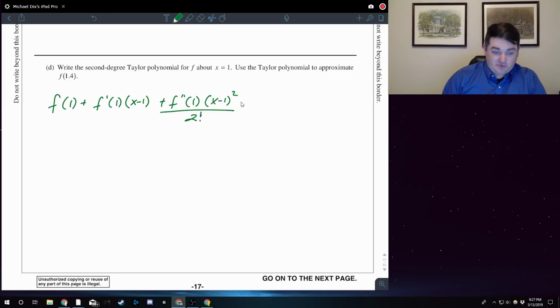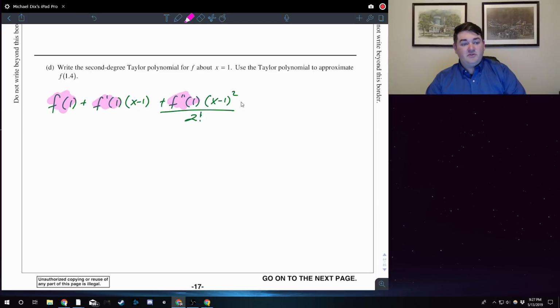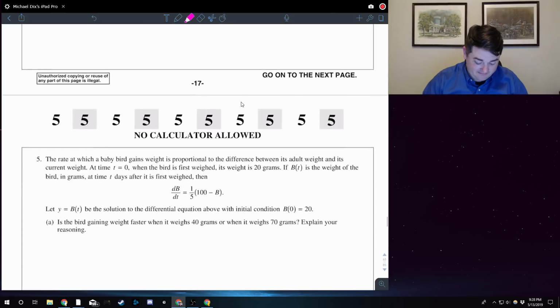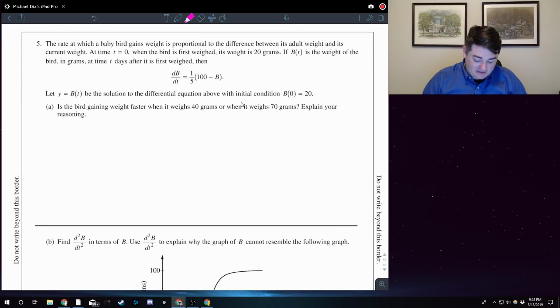So take those 3 values that you know from up above, plug it in, plug it in, plug it in. Then, when you've done all that, approximate f of 1.4. What I would do is replace the x's with 1.4s and box and run that thing. Okay, I'm not going to simplify. I don't have to. Number 5, we're back to the baby bird.